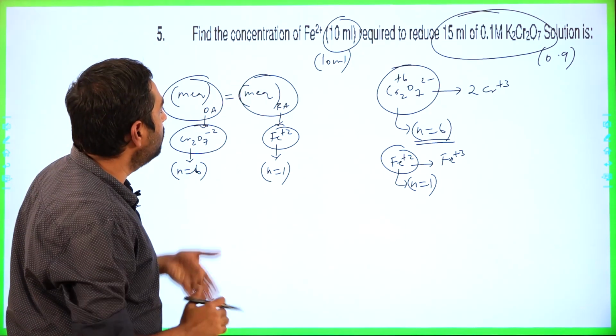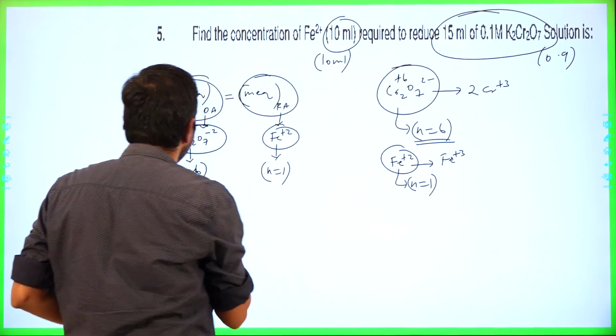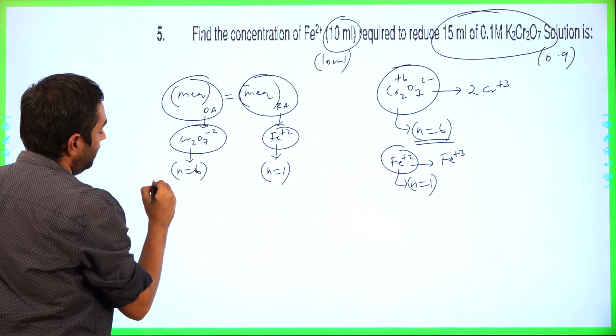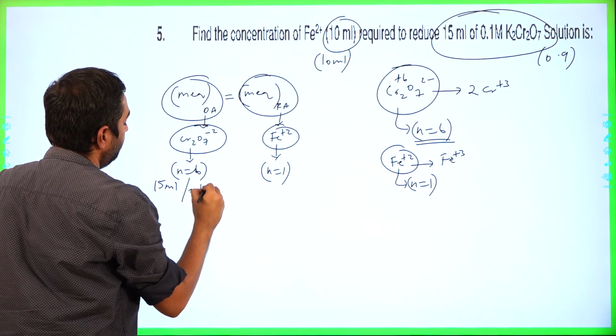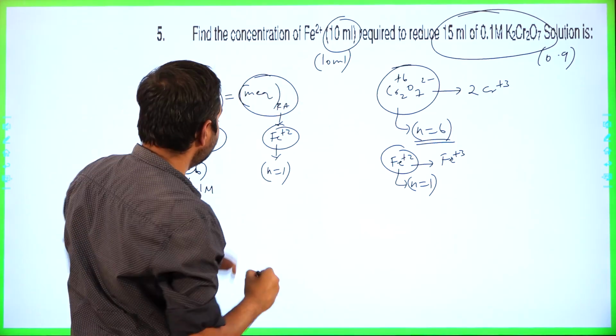Now let's have a look. How do we go about it? In this case, we have the N factor. What else do we have? We have 15 ml available and we have 0.1 molar. For this one, I know it is 10 ml.